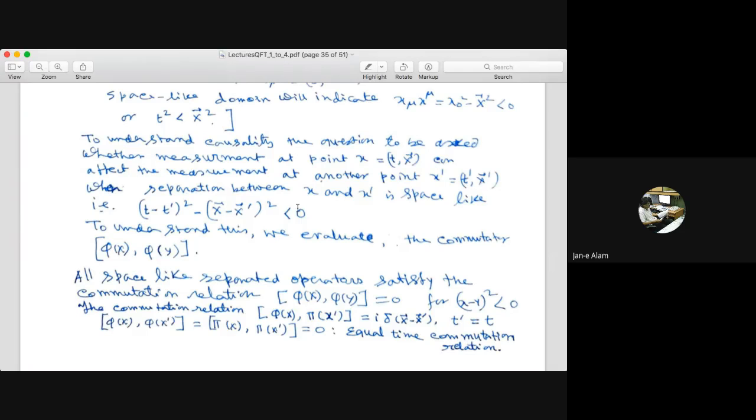question. Suppose I make a measurement at 2 points, and those 2 points are separated by space-like separation, right? So I want to know whether the measurement at 1 point will affect another point, where those 2 points are separated by space-like separation. To understand that, we can calculate the commutator of phi x and phi y, where x and y are 2 points which are separated by a space-like domain. Okay, space-like separation between x and y. So that is what we want to calculate.